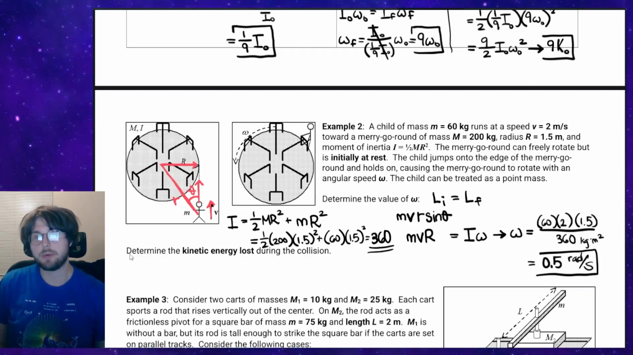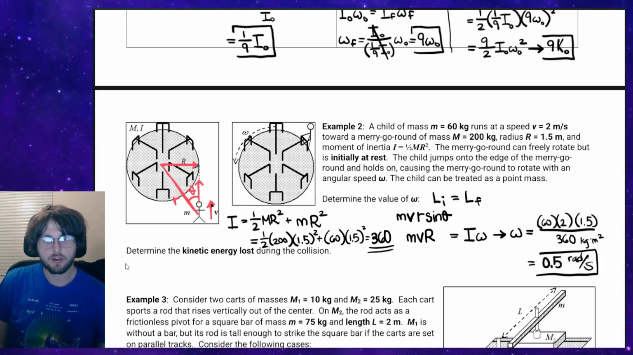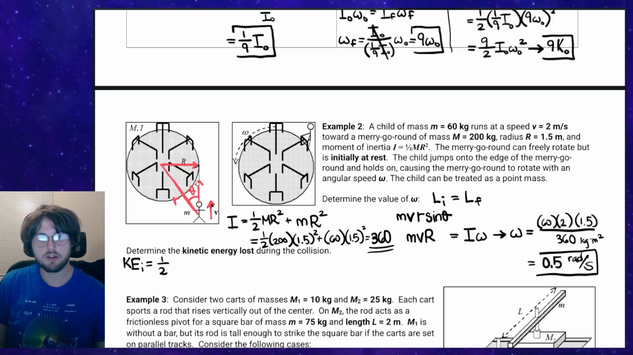And then finally, we need to figure out the kinetic energy lost during this collision, because we are by no means assuming that it's an elastic collision. So right off the bat, let's find the initial kinetic energy, KEi. That is really just down to the linear velocity of this kid that's running. So that'll just be 1/2 mv squared.